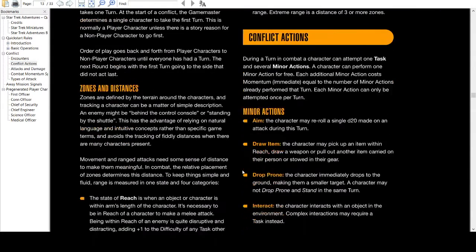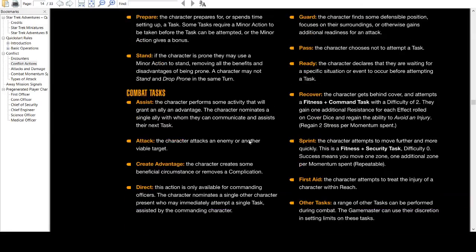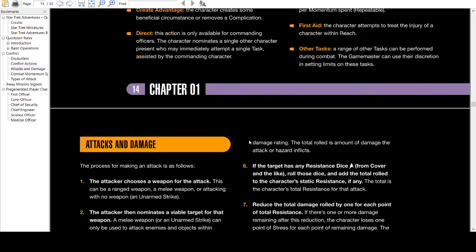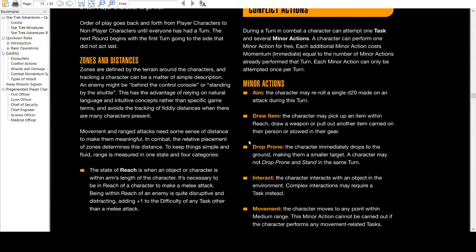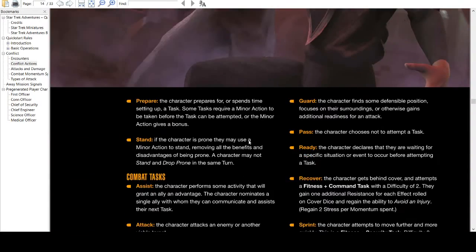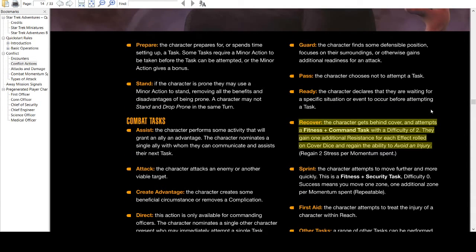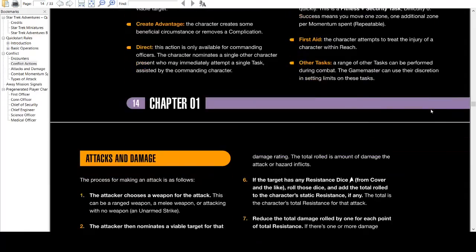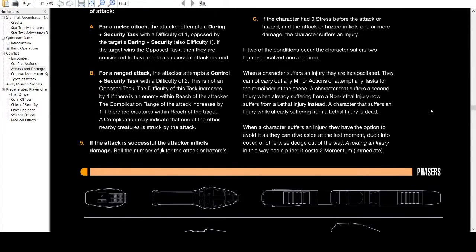Let me see if I can find avoiding an injury. No, avoiding an injury is not stated here, but I seem to recall seeing it somewhere in one of the videos. But there is that important factor where you actually use the recover to regain your ability for avoiding an injury. Okay, so it seems that maybe that's under combat momentum spans. We'll see about that later.